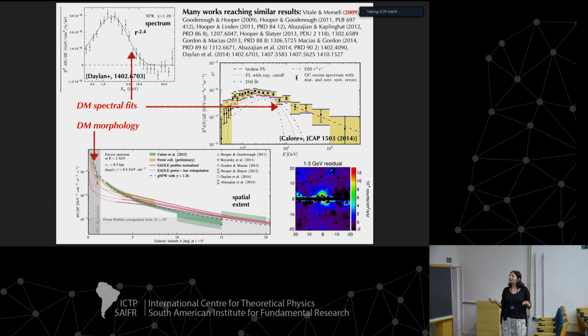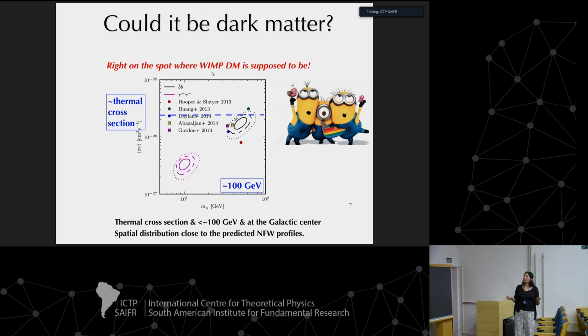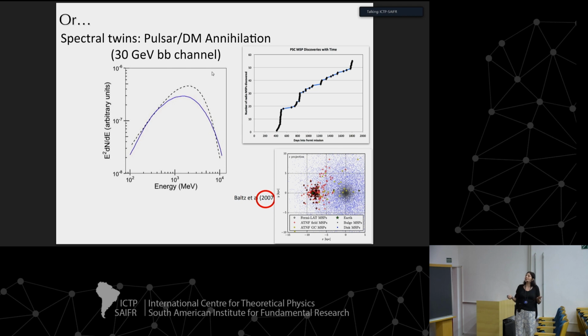I mean, it's not clear. We cannot tell with the data we have now and with the analysis techniques we have now. But the point is that there is this emission here. It looks awfully like dark matter. On the other hand, it could also very reasonably look like pulsars.